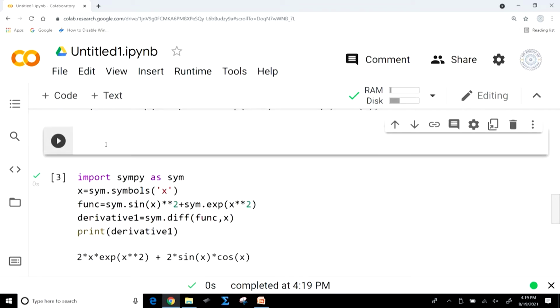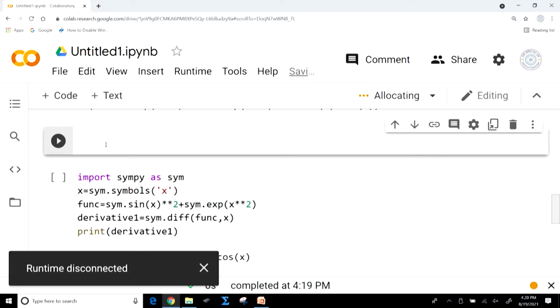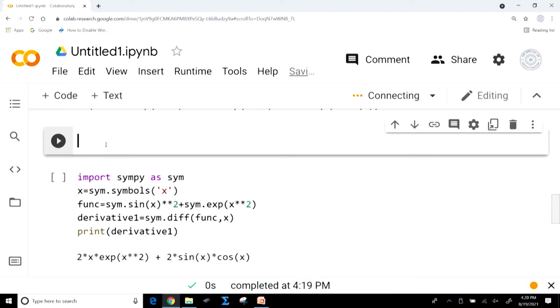So, now suppose you have functions of 2 or more variables, f(x, y) or f(x, y, z). How can you find the partial derivative of f with respect to x, y or z, or mixed derivatives, second order partial derivatives, etc.? So, let us see that also.